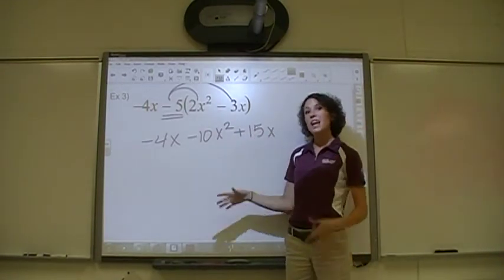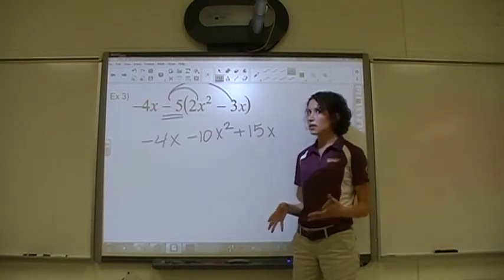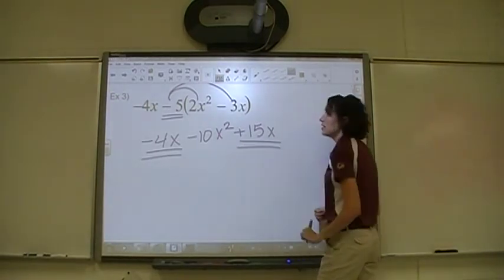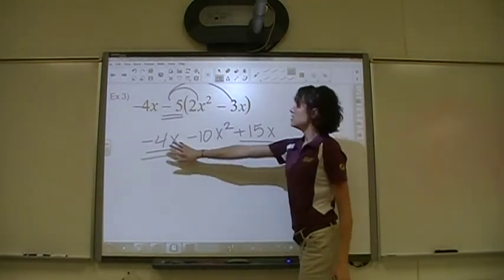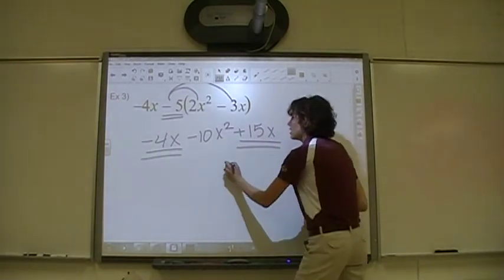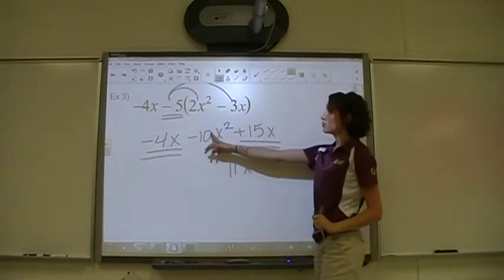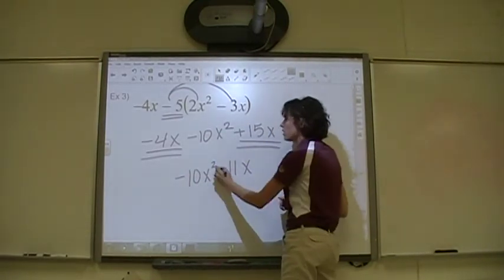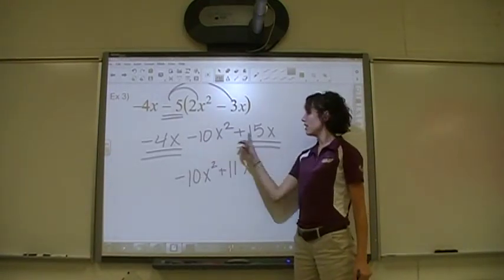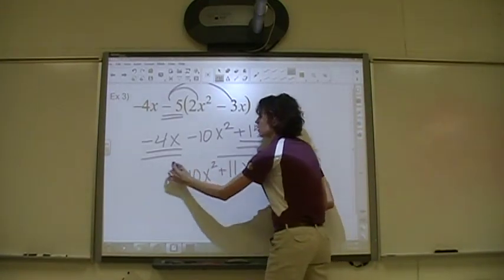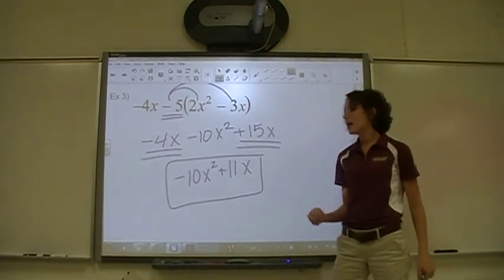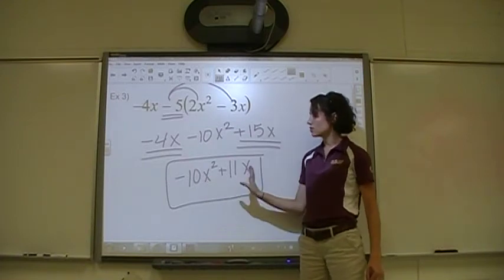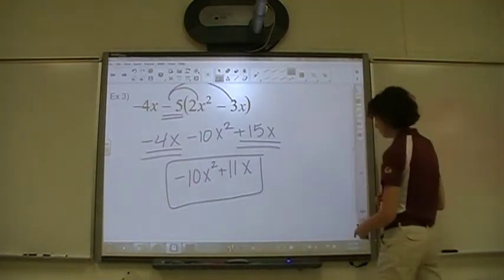Now looking at this, we have x and x squareds. Those are not like terms. But this negative 4x and this positive 15x are like terms. Negative 4x plus 15x gives me 11x. Then drop down your negative 10x squared and then smush them together with a plus sign because it was a positive 11x from here. So my final answer is negative 10x squared plus 11x. These cannot be combined because we have an x squared and an x, so you keep them separated.